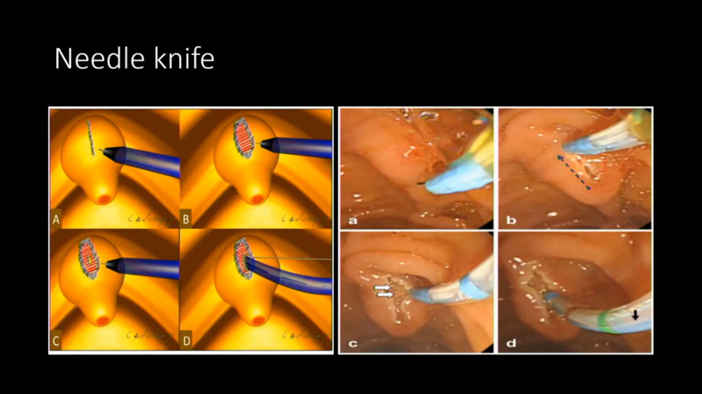So needle knife technique, as I mentioned before, is essentially one technique that you need to be familiar with, and you are trying essentially to open selectively the CBD from the outside. One important thing is to have the landmarks of the intra-duodenal part of the papilla in order not to start dissecting from the side and going into the posterior part of the duodenum, causing perforation.